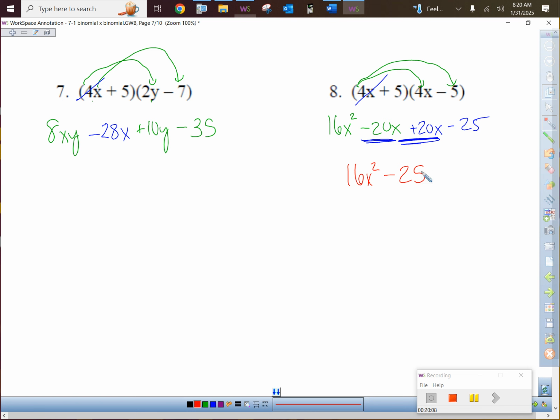So far, we have taken a binomial times a binomial every time. In the first 6 problems, we got a trinomial back. Then on the 7th problem, we got 4 terms back, like a polynomial. Then on the 8th one, we only got 2 terms back. We took a binomial times a binomial and got a binomial back. So, like I said, about 90% of the time.